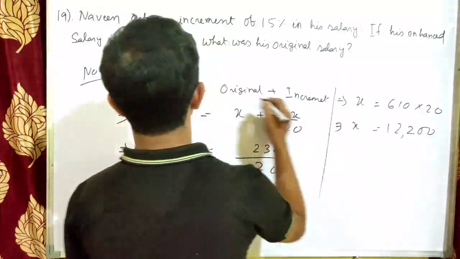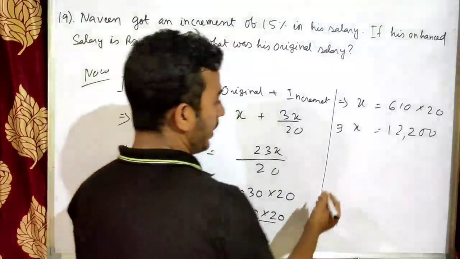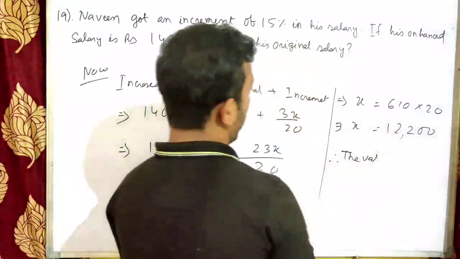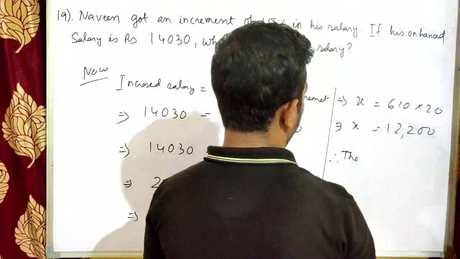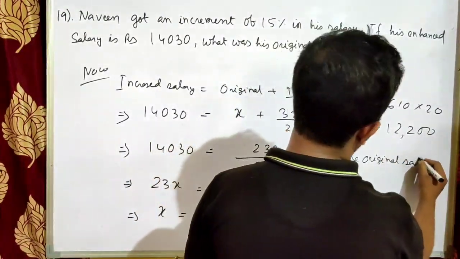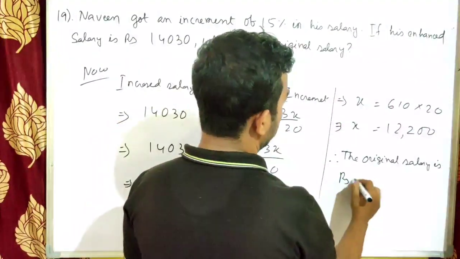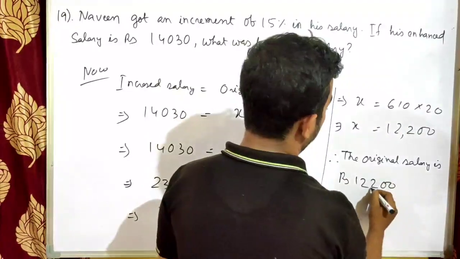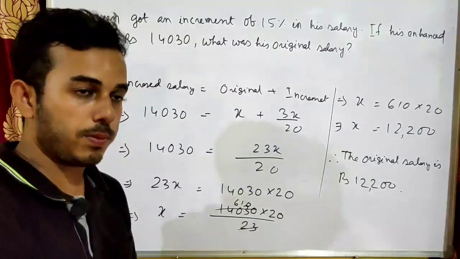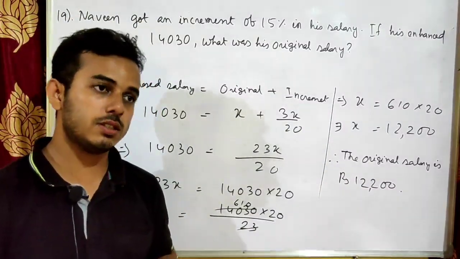So x is our original salary we considered in the beginning, isn't it? So we write, therefore the value of x, therefore the original salary is rupees 12,200. I hope you have understood this question properly. If not, please ask me, we will discuss in our next class.